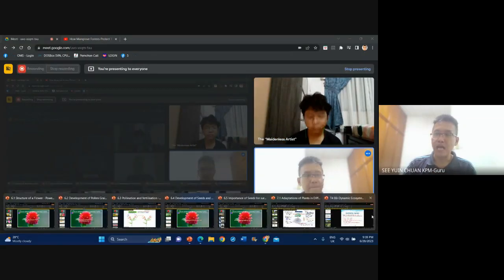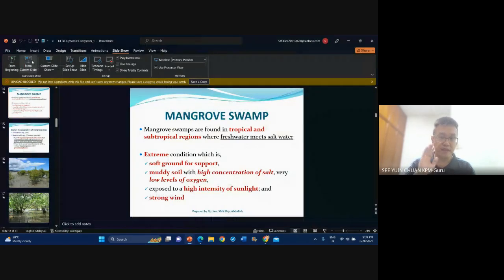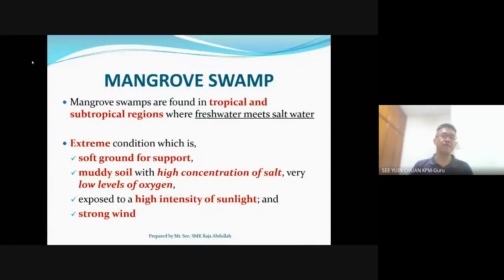All right. Okay, so for this mangrove swamp, again, we'll start with the extreme conditions. I repeat, there are two aspects that we'll focus on in this chapter 7, the adaptation. Start with the extreme conditions that make normal trees unable to stay alive. Why is it that when we put them in the mangrove swamp, they cannot survive? There are a few things that you need to recognize under the extreme conditions.